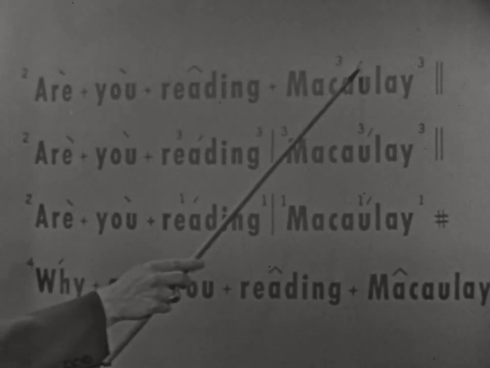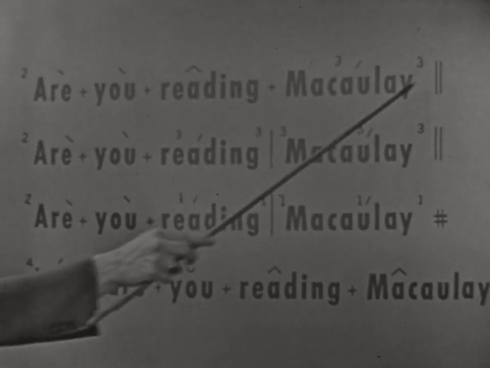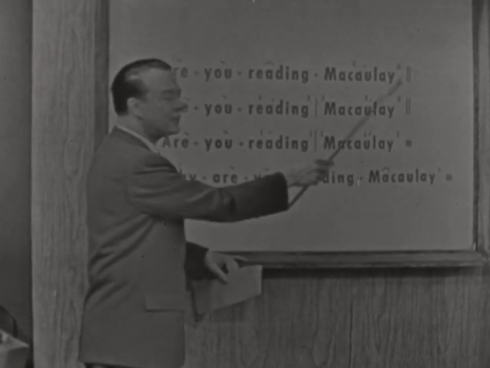Notice, please, that I say all of this on pitch 2 until I get to that primary stress where I go to 3 and I remain on 3, and then I go up at the end, and that was what that little double bar meant. That showed how I ended this particular intonation pattern.